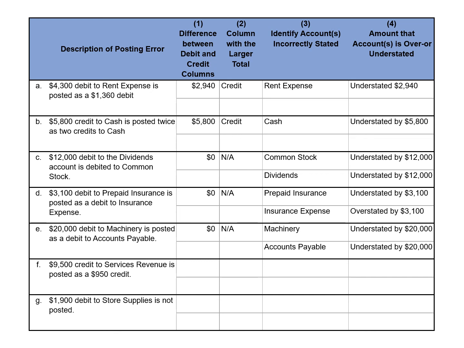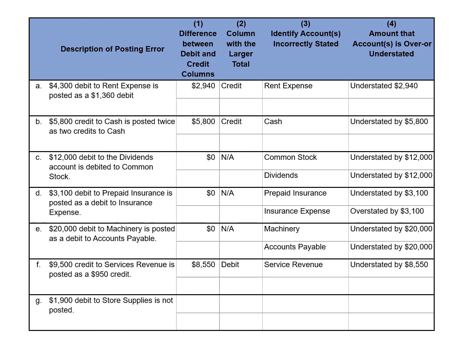And then in F, we have a $9,500 credit to service revenue that was posted as $950 instead. So revenue is increased by credits, but the problem is we only credited $950 and we should have credited $9,500. So the difference between the two is what we're off. We're missing $8,550 out of our credit total on our trial balance, which means our debits are higher. Our account that's misstated is service revenue and it's understated, right?